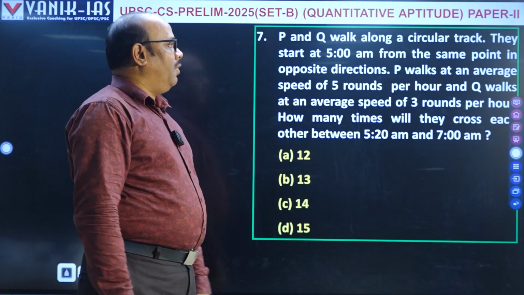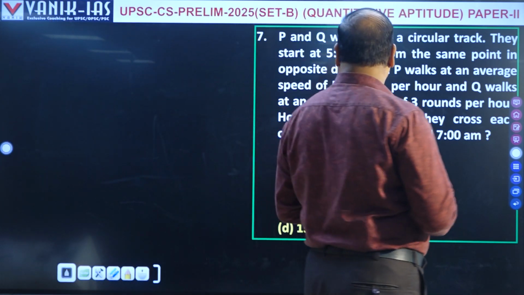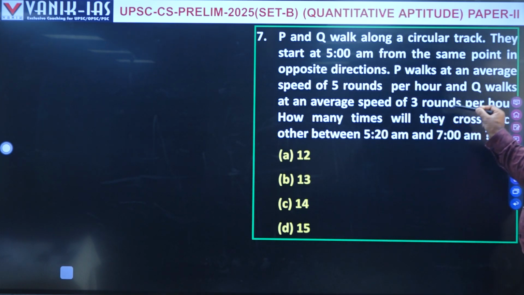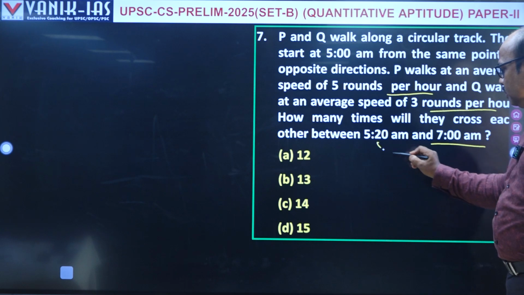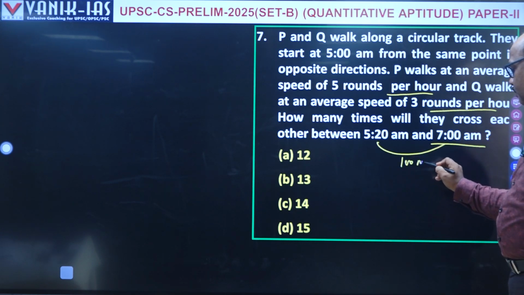P and Q walk along a circular track. They start at 5 am from the same point in opposite directions. P walks at an average speed of 5 rounds per hour, and Q walks at an average speed of 3 rounds per hour. The question is, how many times will they cross each other between 5:20 am and 7 am? So the gap from 5:20 to 7 am is equal to 100 minutes.